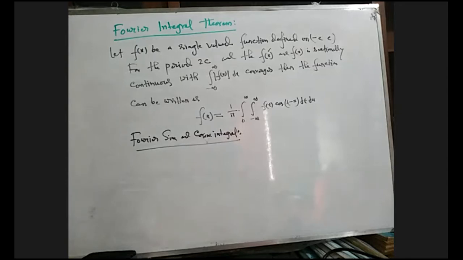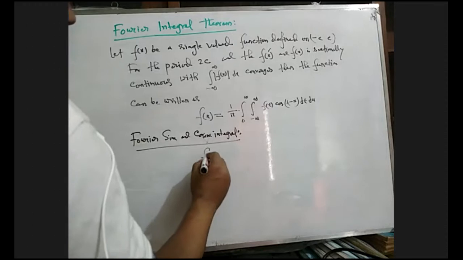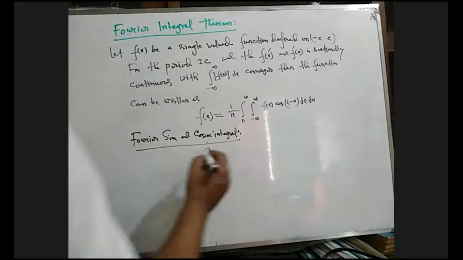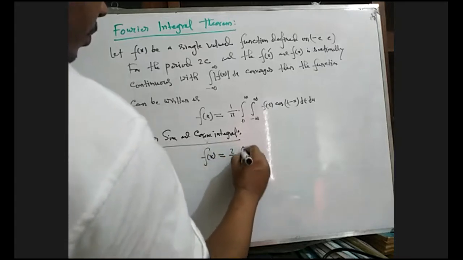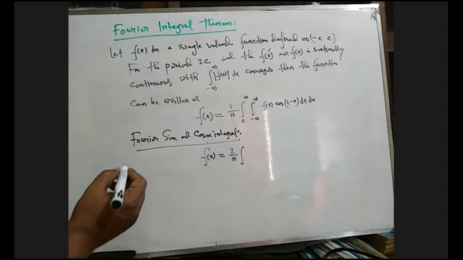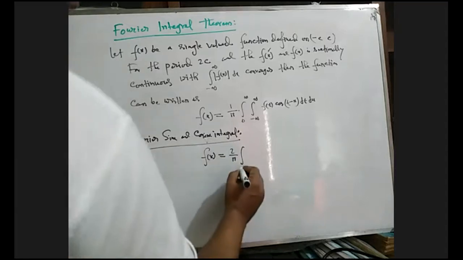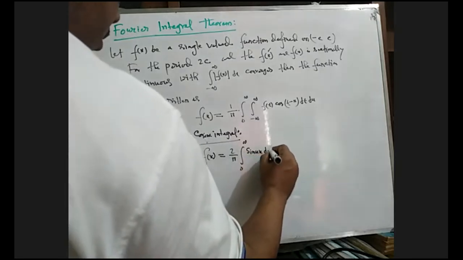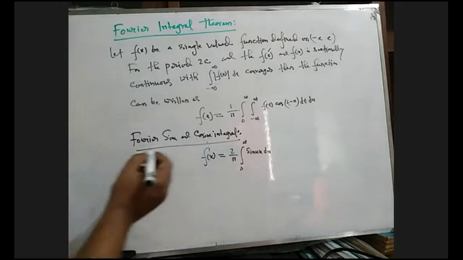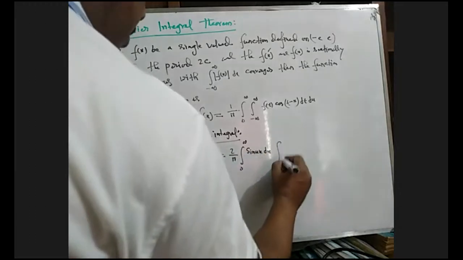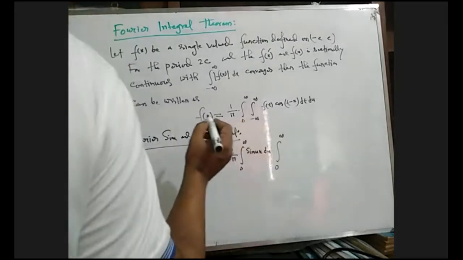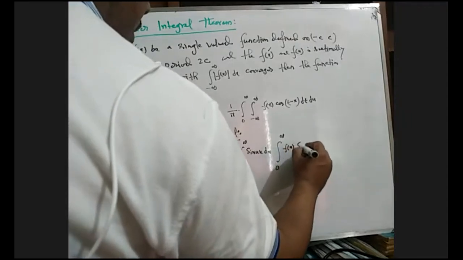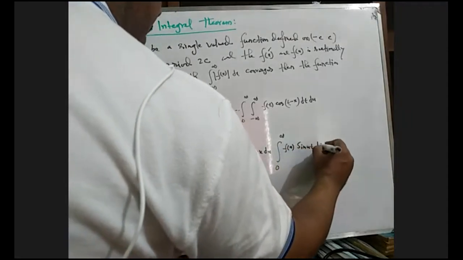The Fourier sine integral can be written as f of x equals to 2 by pi, integral 0 to infinity sine ux du, integral 0 to infinity f of t sine ut dt.